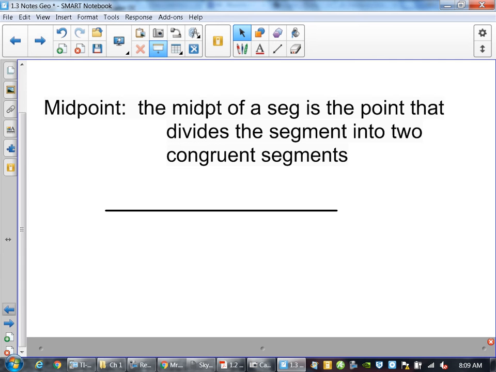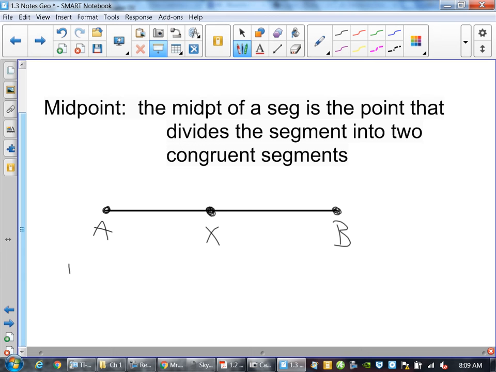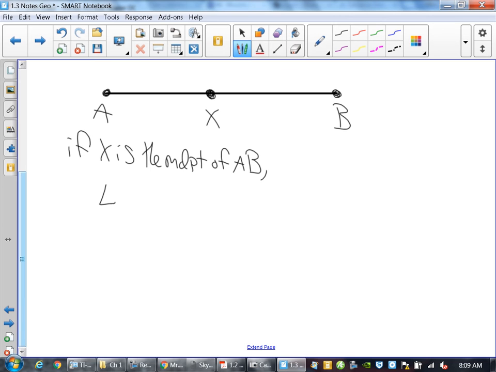So if we have segment AB, and we're going to call X the midpoint, if X is the midpoint of AB, then AX is congruent to XB. And we just throw little tick marks in.